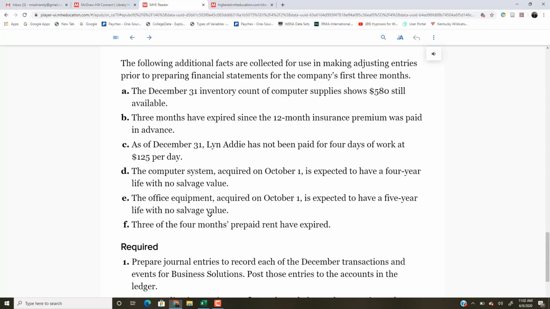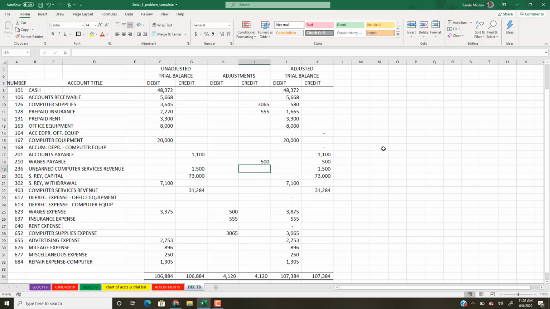All right, on the other side again. The computer system acquired on October 1st is expected to have a 4-year life with no salvage value. Okay, well, popping back over here, let me explain to you how we calculate straight line depreciation. You're going to start out with the original cost. In this case, it was 20,000. We're going to subtract any salvage value, and they tell us that there is no salvage value. And we're going to divide whatever that result is by the number of years of useful life. Now, ordinarily, we would just divide it by 4.